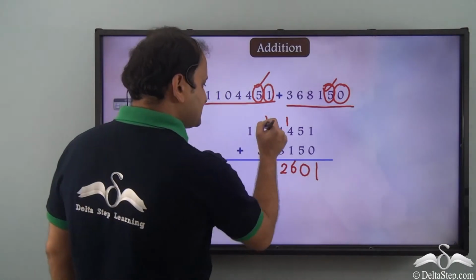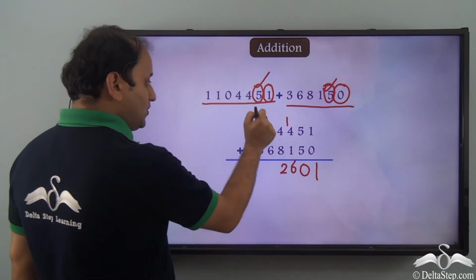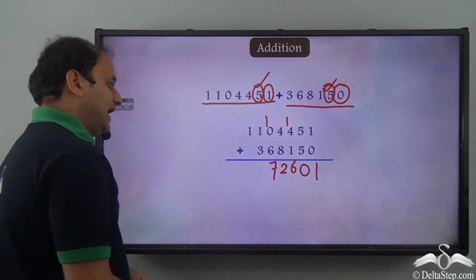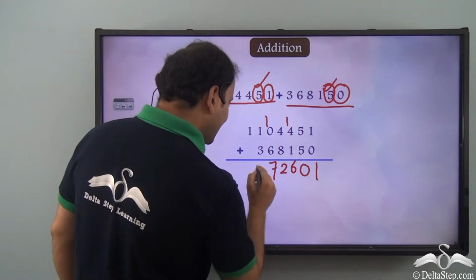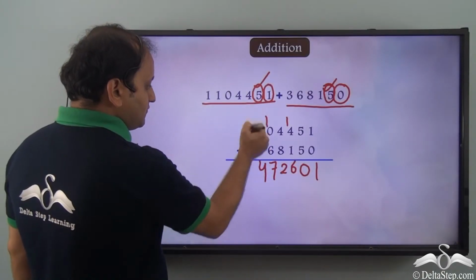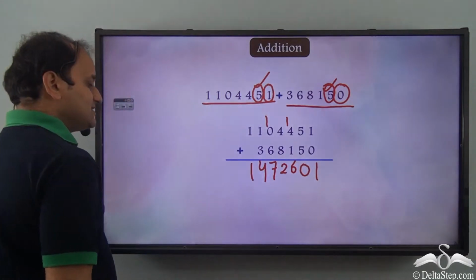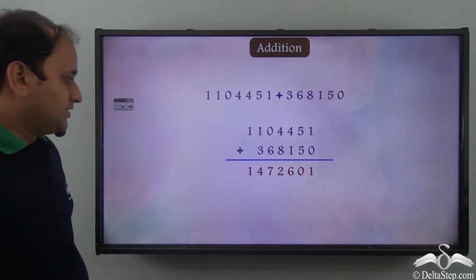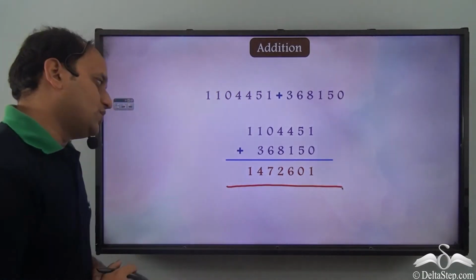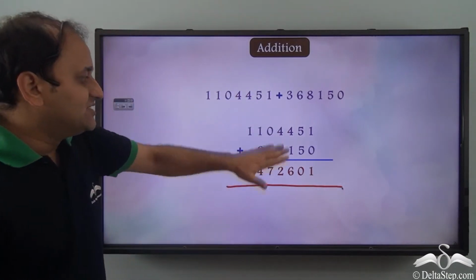Now we have 6 plus 0 is 6, and then we add the carried over 1. So 6 plus 1 is 7. Next, here we have 3 plus 1, that is 4, and we don't have anything to add to 1. So 1 will come as it is. So this is the final answer, 1472601, and we were able to reach this answer by adding these two numbers.